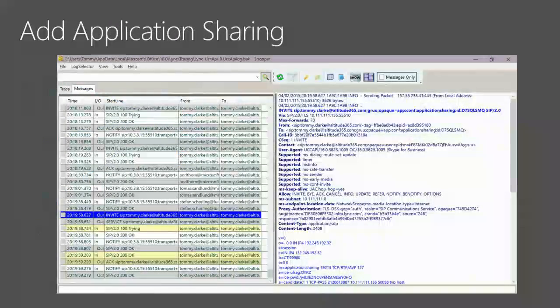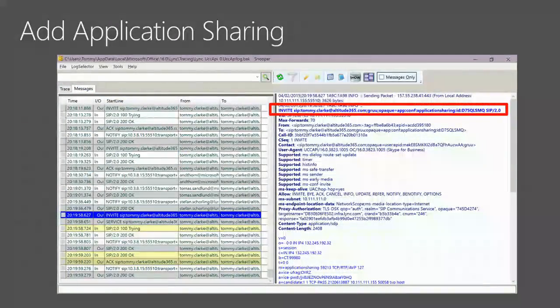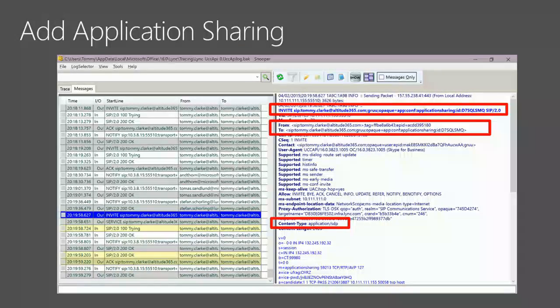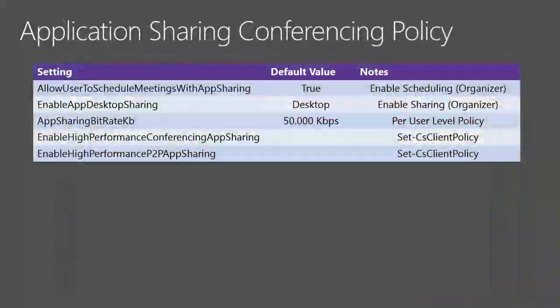And when we start a meeting, it's the same thing here. We talk to the AppConf application sharing MCU from to, and then we have the SDP, and we will see the codecs in the SDP message. What we can do here is, since some CU, like 1.5 years ago, I think, they enabled a high-performance conferencing app sharing policy. Have you seen that?